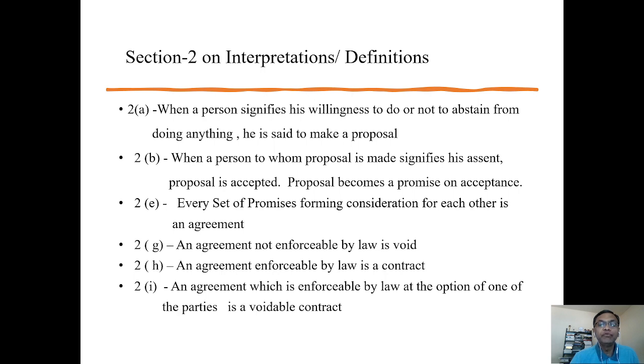An agreement which is enforceable by law at the option of one of the parties is a voidable contract. Now, here void and voidable have come. Voidable means the agreement is basically void, but one of the parties, though it is void, has an option to continue the contract. That is a voidable contract. We will see this a little later when we study chapter 2 of this Contract Act, void and voidable contracts.